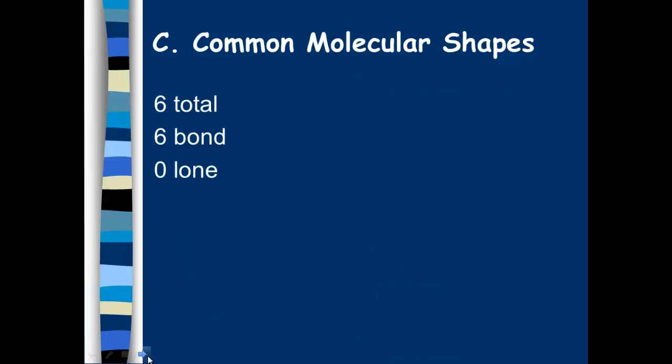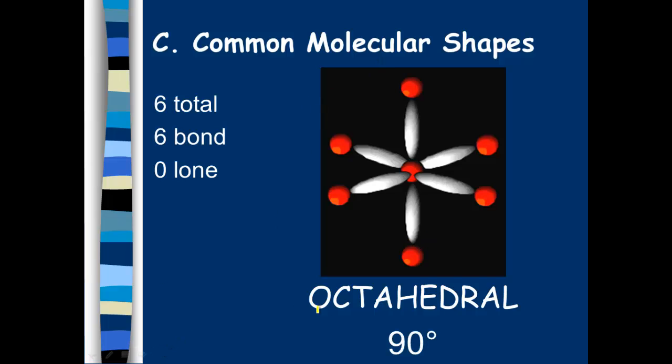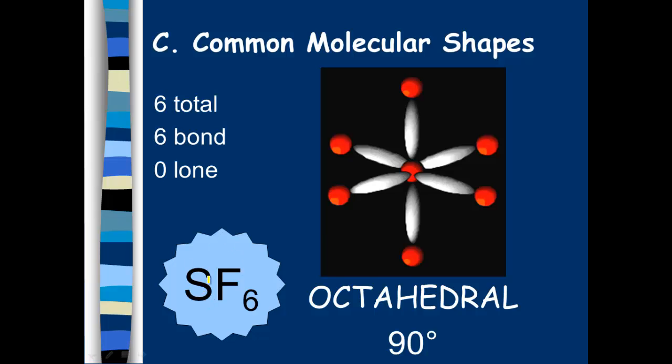Okay, phosphorus pentachloride. Then last but not least, if you have 6 bonding groups and no lone pairs, this is going to be what we refer to as octahedral. You have 4 that form this T right in the middle and then 2 sticking straight up. If you were to fill in all the sides of this, you'd end up with an 8-sided shape. That's where the octahedral comes from. The bond angle is 90 for all of these. An example of this would be sulfur hexafluoride.